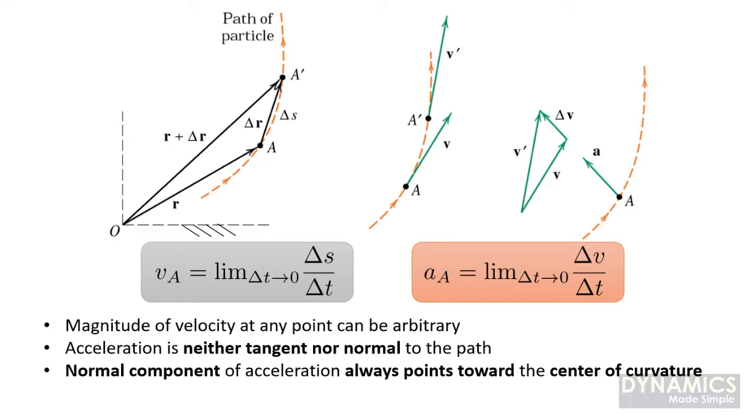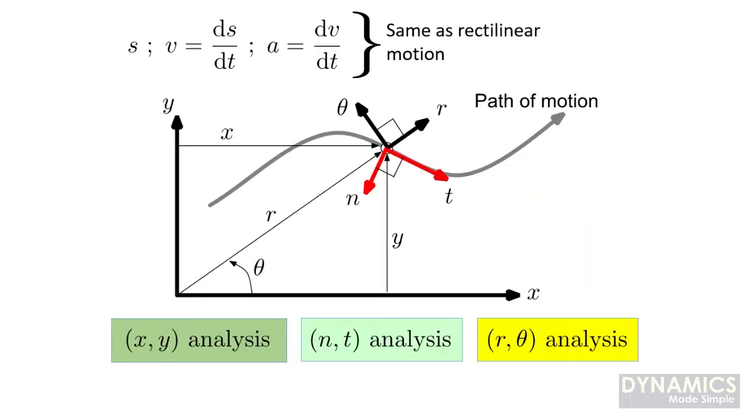The fundamental understanding on how velocity and acceleration behave is crucial for analyzing curvilinear motion for particles as well as rigid bodies. In two-dimensional space, we are focusing on three analysis approaches when dealing with curvilinear motion, namely XY analysis, nt analysis, and r-theta analysis. These approaches are based on different chosen axes.